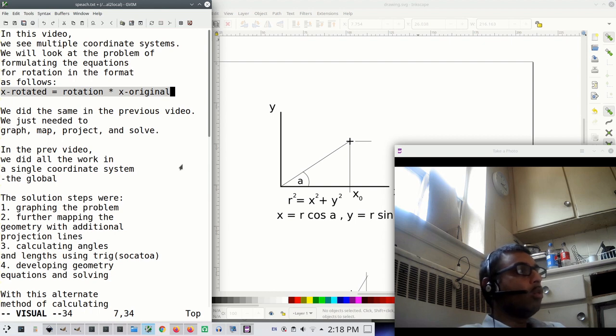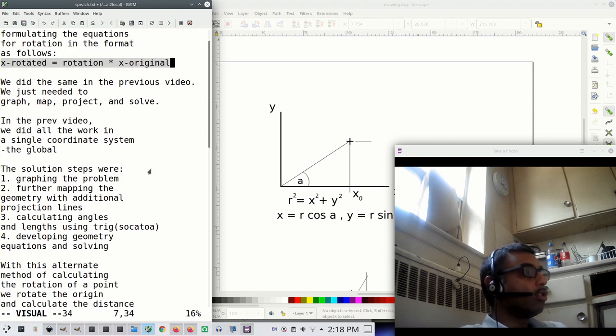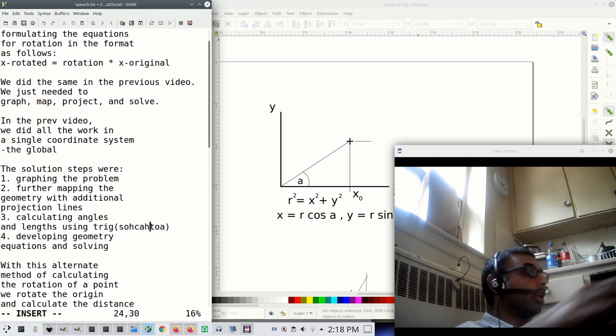In the previous video, we did all the work in a single coordinate system, the global coordinate system. In this version, we're going to use two coordinate systems. The solution steps were graphing the problem, further mapping the geometry with additional projection lines, calculating angles and lengths using trigonometry, namely SOHCAHTOA: sine equals opposite over hypotenuse, cos equals adjacent over hypotenuse, and tan equals opposite over adjacent. And then finally developing geometry equations and solving.